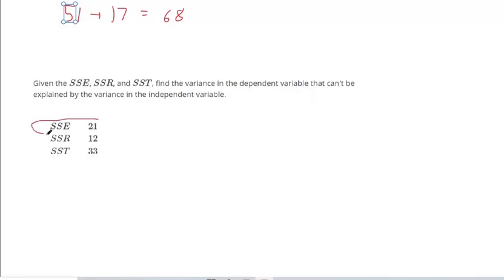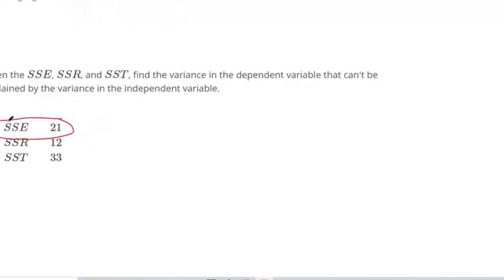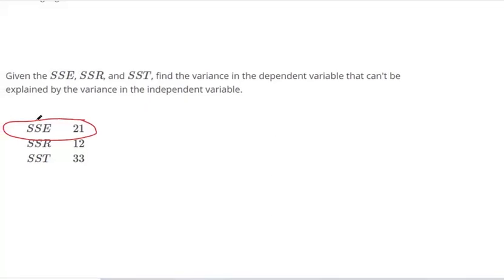So the sum of squared error is measuring how much can't be explained by our linear regression model. That's not a really strict mathematical explanation of what that means, but it gives you the right idea. The sum of squared error they calculated was 21. So the variance in the dependent variable that can't be explained by the variance in the independent variable, that's 21. If this said the variance in the dependent variable that can be explained instead of can't, that'd be SSR. So SSE is what can't be explained, SSR is what can be explained.